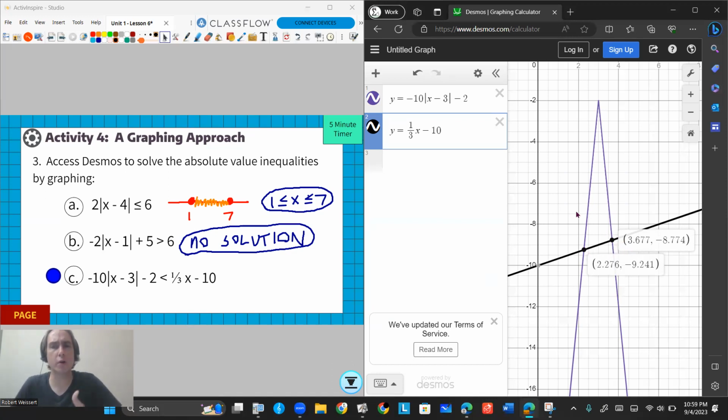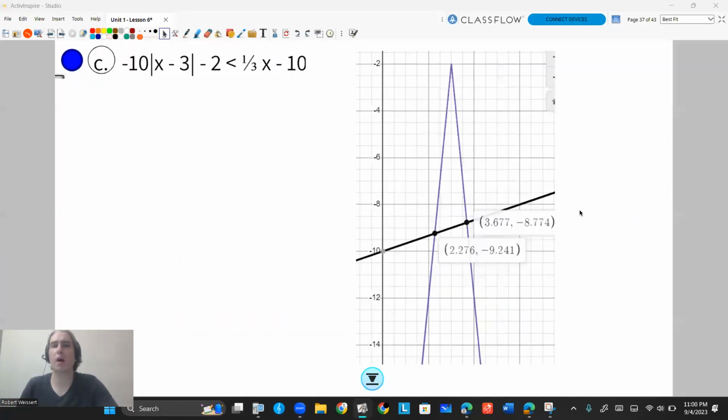But the question is where do we shade? And notice that this graph is turned upside down. It's a little bit different. So we want to look at where is the absolute value, in this case, less than this 1/3 x minus 10. All right, so let's scrutinize this for a little bit. I want to know where is this inequality less than 1/3 x minus 10. Now, 1/3 x minus 10 is right here. That's your linear equation.